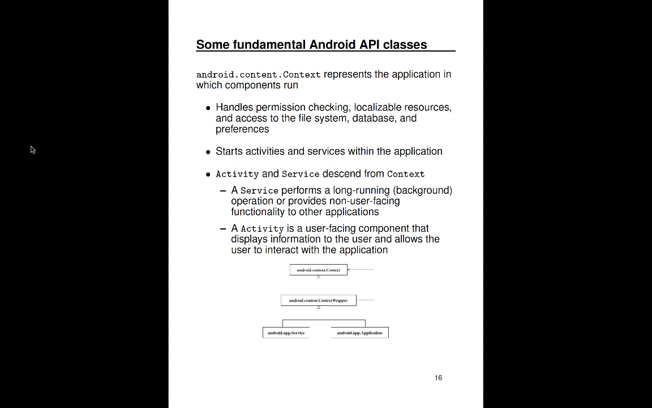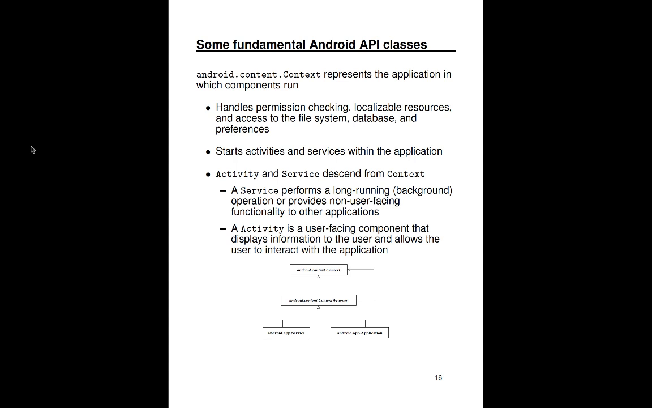We're going to start a deeper dive into the Android programming API. We're going to start with a class called Context. Context is in the android.content package. And this represents the application in which components run. So this provides components access to permission checking, the localizable resources, and access to resources outside the application, such as the file system, database, and device preferences.